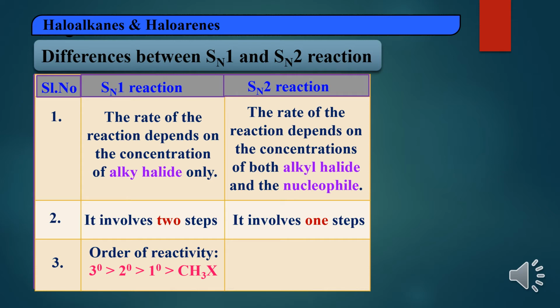But in the SN2 reaction, methyl halide is more reactive than primary, then secondary halides, then tertiary alkyl halides, because the nucleophile will attack from exactly the opposite side. That's an inversion of configuration.